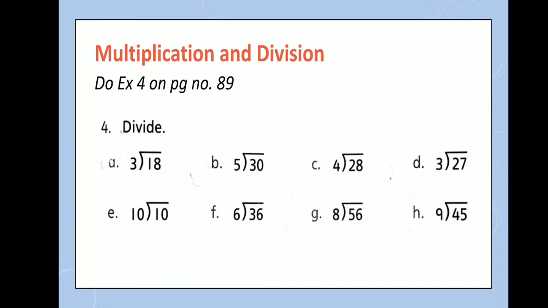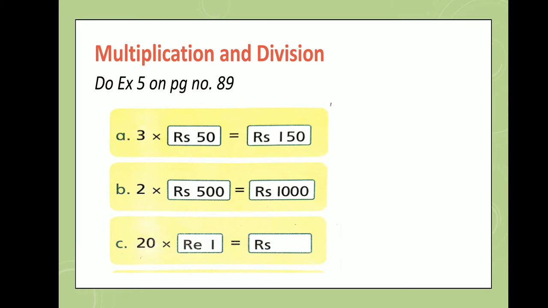Now on page number 89, practice exercise 4. Here you have to divide the long numbers, that's why all the numbers are placed in this form. Find out the answer. On page number 89, do exercise 5. Solve the multiplication and division sums carefully. 3 multiplied by 50 rupees is equal to 150 and 2 multiplied by 500 rupees is equal to 1000 rupees. 20 multiplied by 1 rupee is equal to 20.